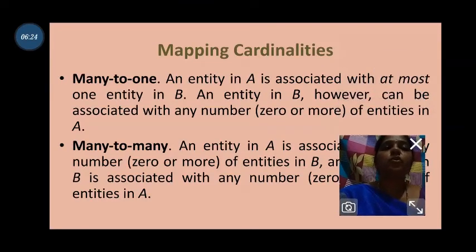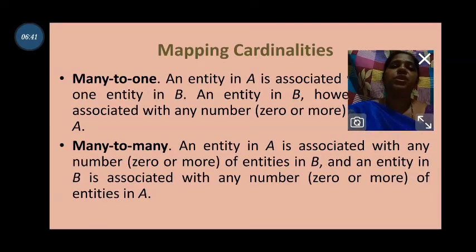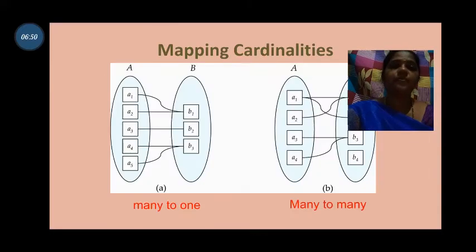Next one, many to one. An entity in A is associated with at most one entity in B, and an entity in B, however, can be associated with any number of entities in A. And the next one is many to many. An entity in A is associated with any number of entities in B, and similarly entities in B are associated with any number of entities in A. So this is the diagrammatic representation of many to one and many to many.